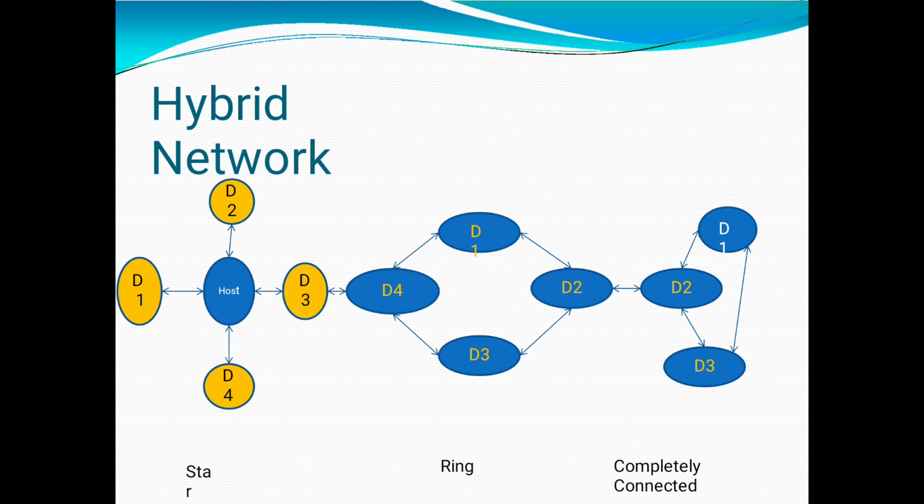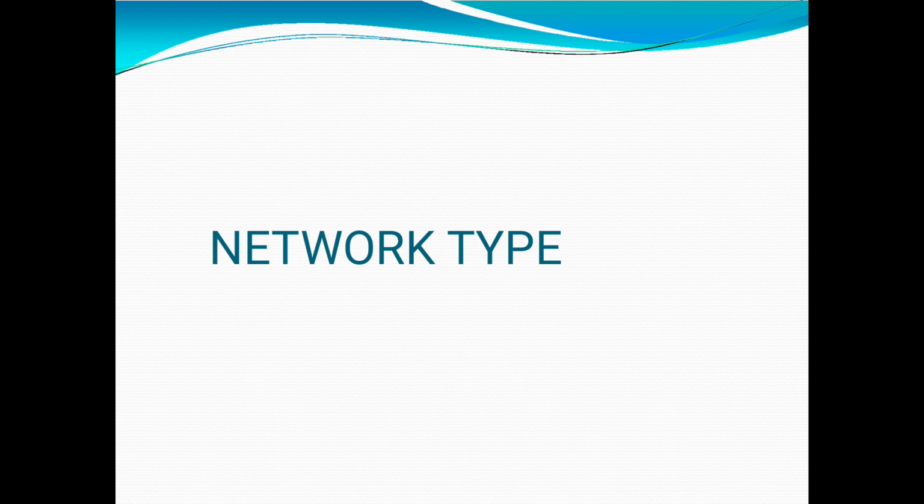Hybrid network, it is a combination of any topologies like star, ring, and completely connected. We are having 3 types of topologies. All the topologies are connected together.